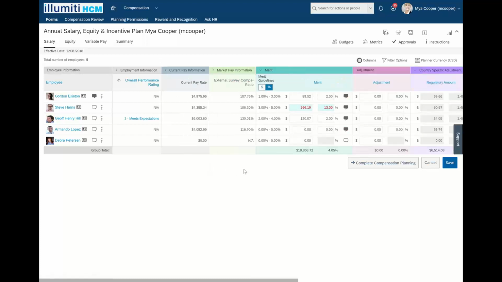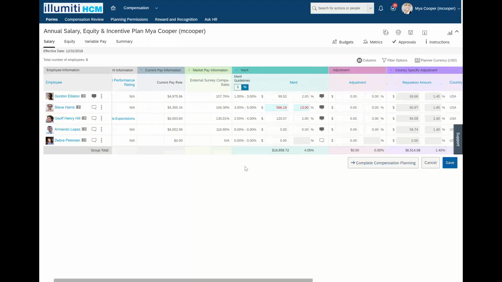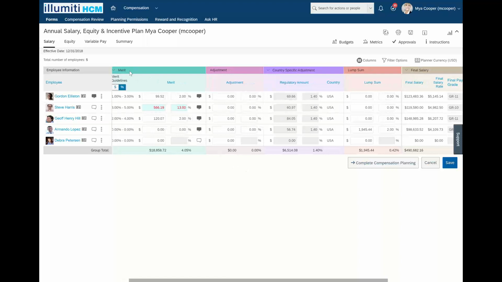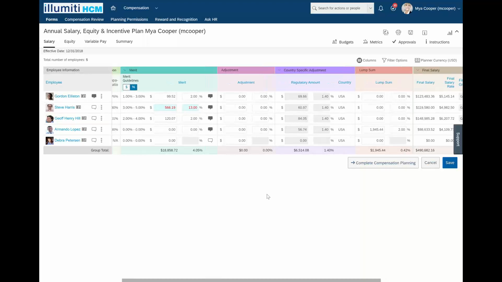As we move over on this planning sheet, we get into the area where we start to do our awards. And you can see here we are doing awards for merit, cost of living adjustments, country-specific adjustments, lump sum, and then the system's going to calculate for us a final salary. Now, as I look at each one of these pieces, I see that the system is providing me with guidance.